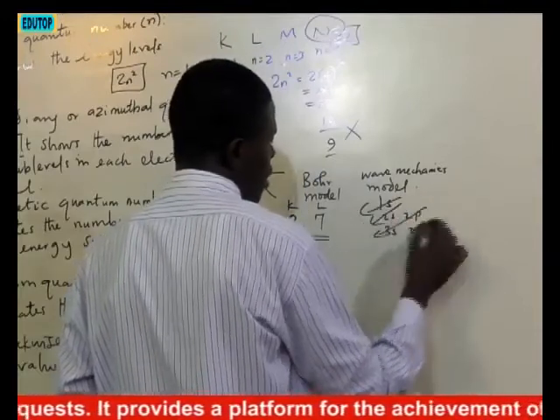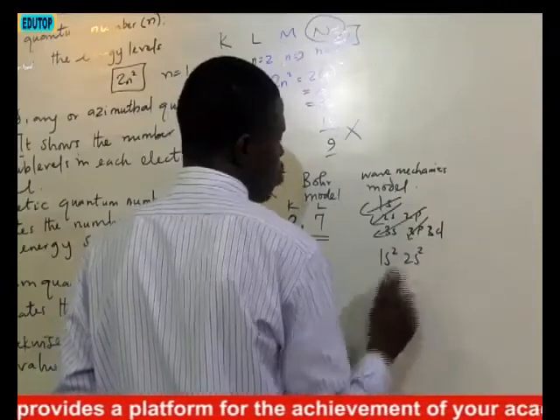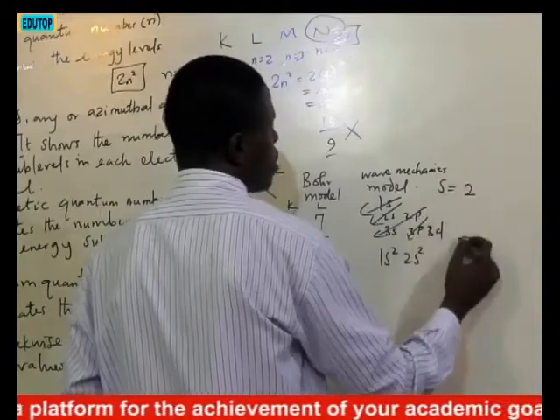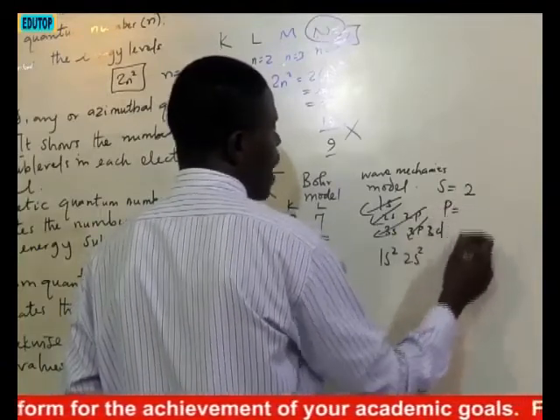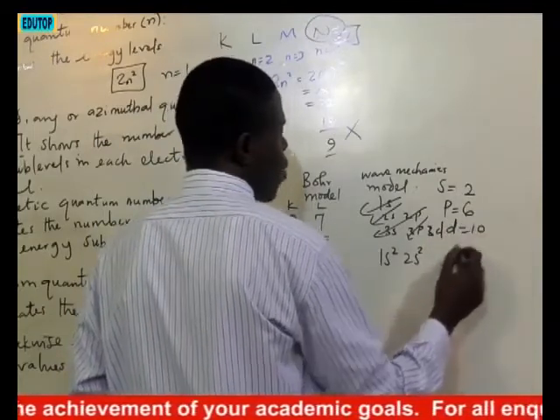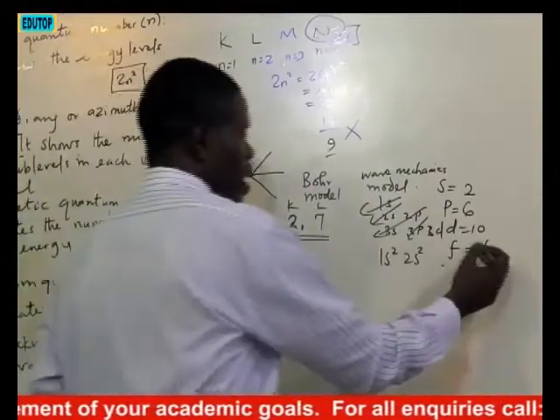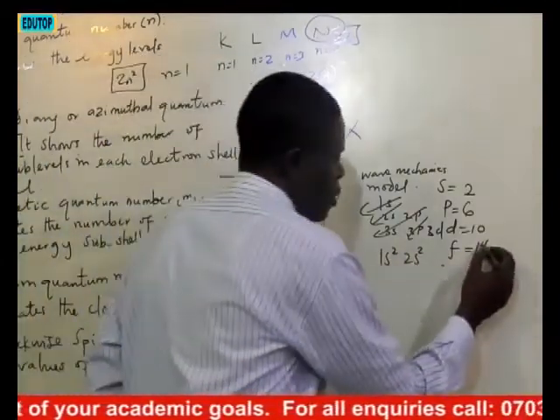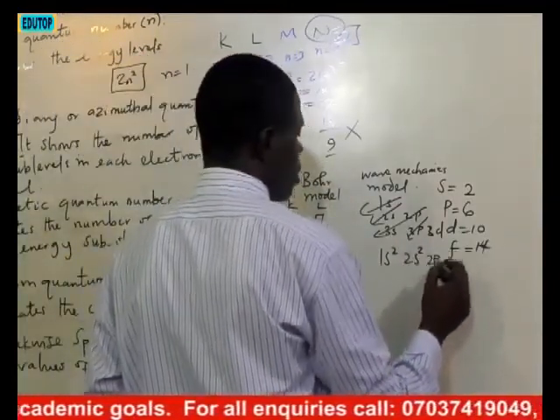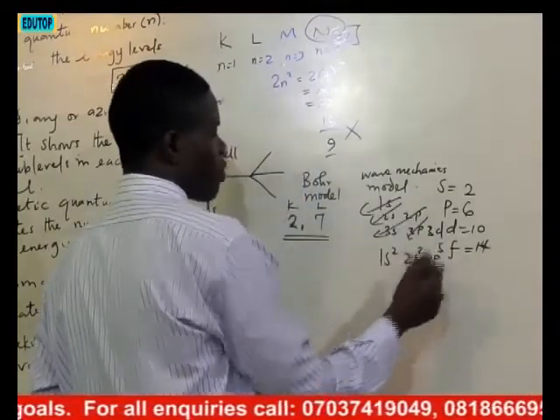Then we have 1s2, 2s2. The maximum number of electrons for s orbital is 2. The maximum number of electrons for p orbital is 6. The maximum number of electrons for d orbital is 10, while the maximum number of electrons for f orbital is 14. So take note of these points. Then we have 1s2, 2s2, 2p, remaining what? 5 to make it 9. So we have 2 plus 2 plus 5, that's 9.